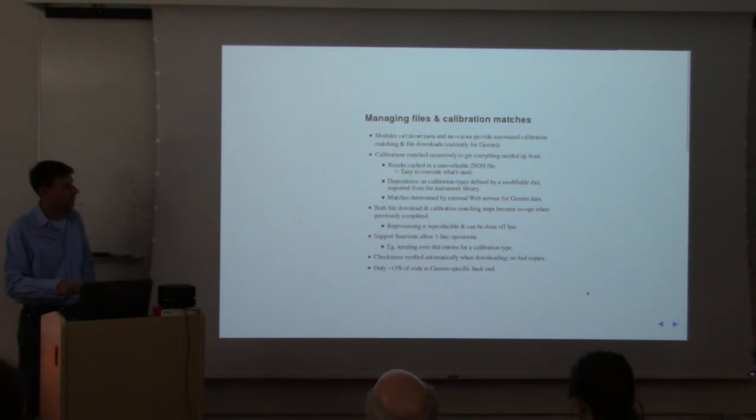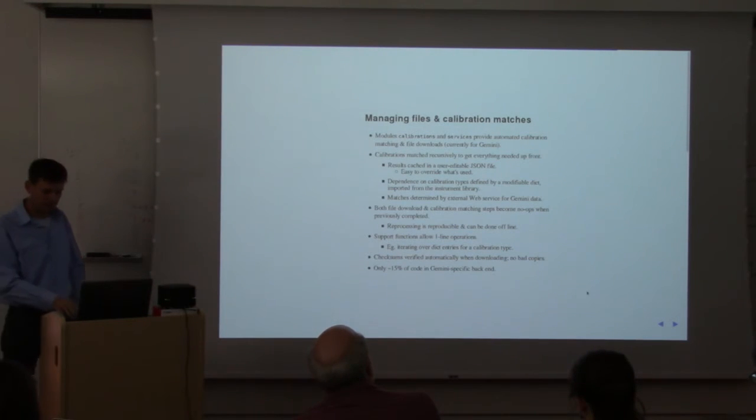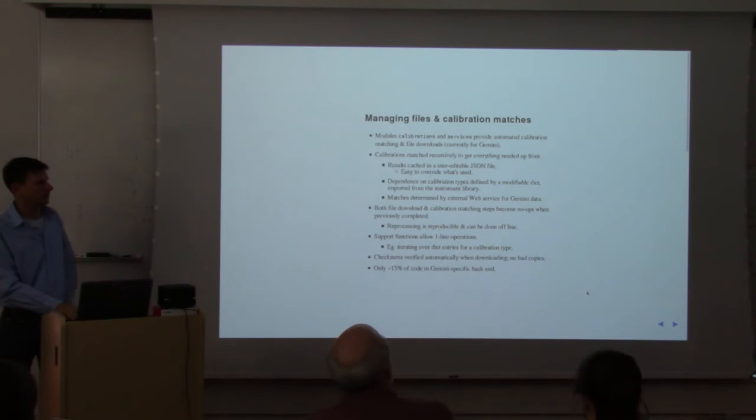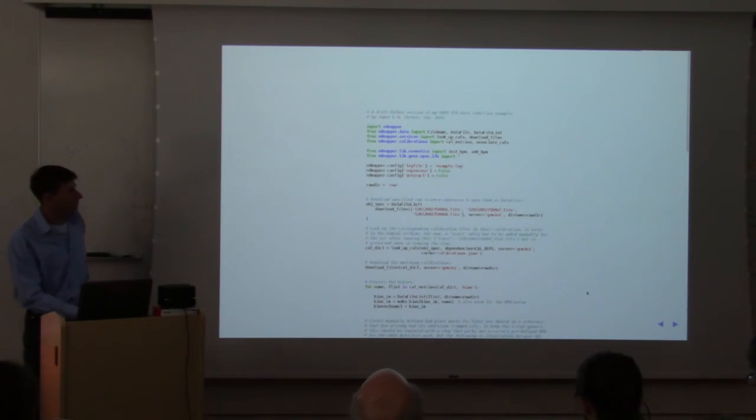The calibration matches, when that information has been retrieved, get saved into a JSON file that the user can edit to override matches if they want to, and anything that you put in there is respected and doesn't get overwritten if you do a new lookup. So the whole process ends up looking a bit like this.